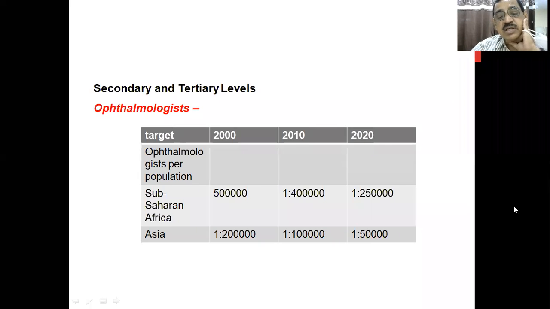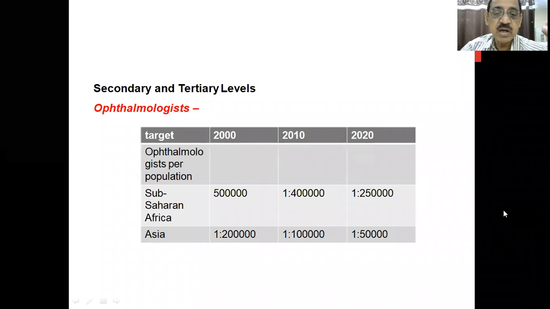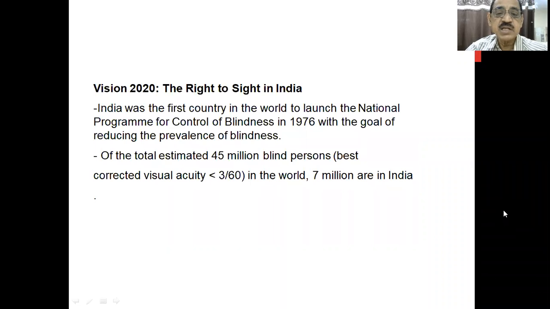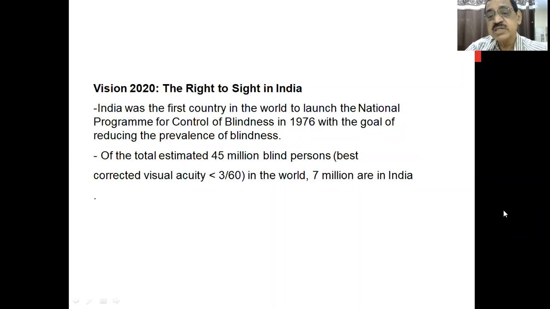In 2010, we had 1 ophthalmologist per 1 lakh population. In 2020, at the moment, I think we have 1 ophthalmologist for every 50,000 population. So, Vision 2020, the Right to Sight in India. India was the first country in the world to launch the National Program for Control of Blindness way back in 1976.